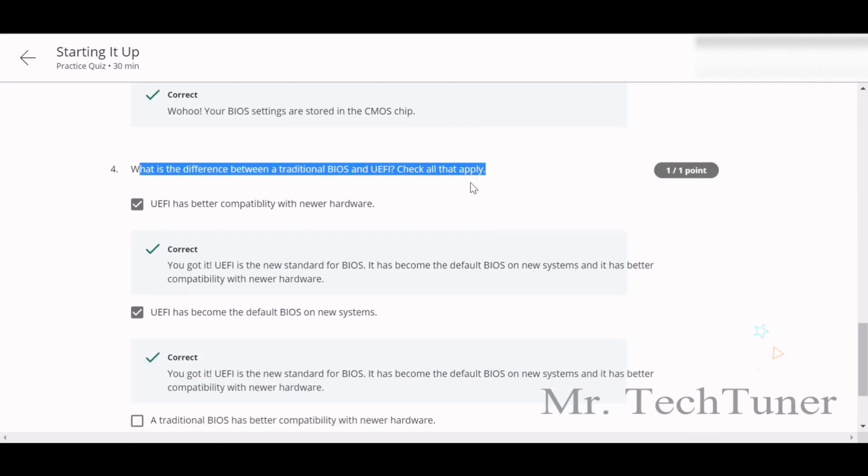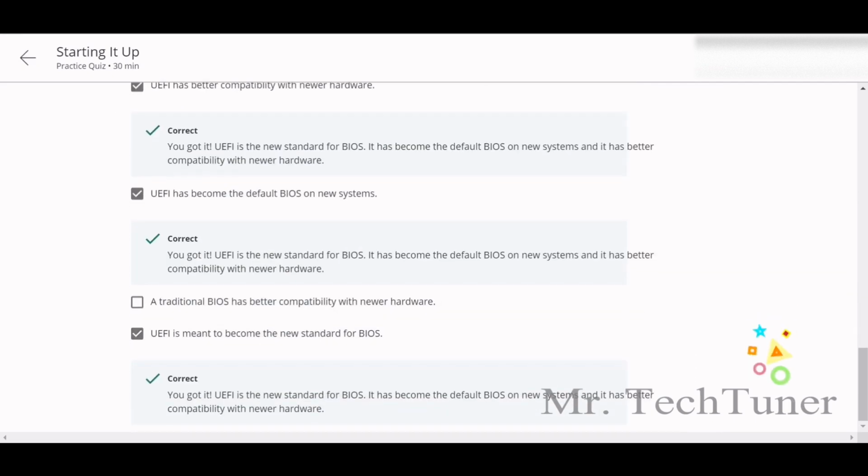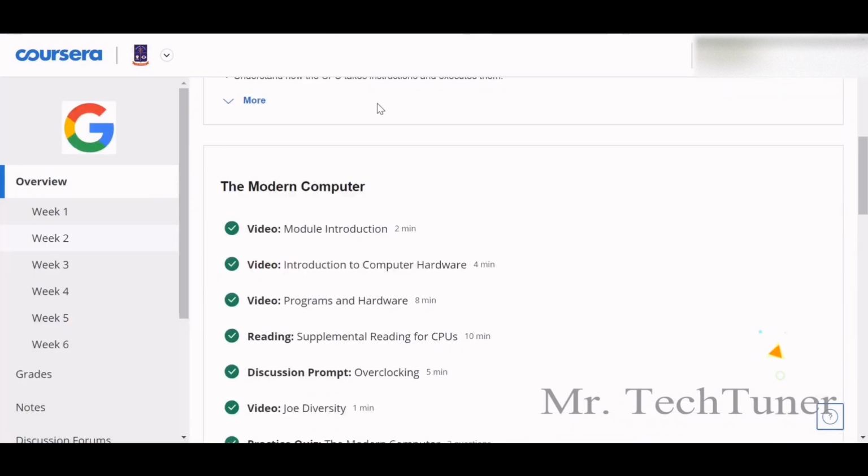What is the difference between a traditional BIOS and UEFI? UEFI has better compatibility with newer hardware. UEFI has become the updated or default BIOS on new systems, and it is meant to become the new standard for BIOS. Yes, it is going to be.